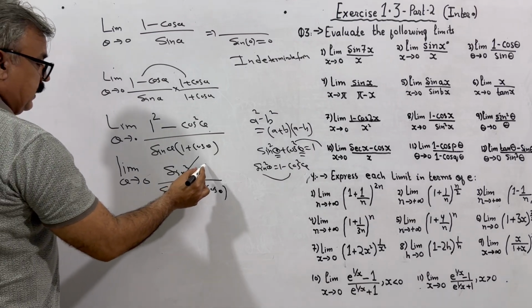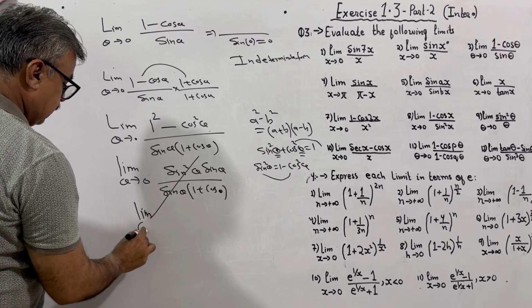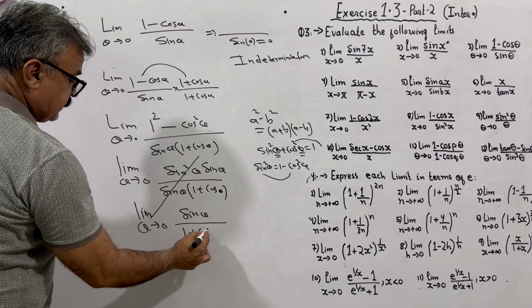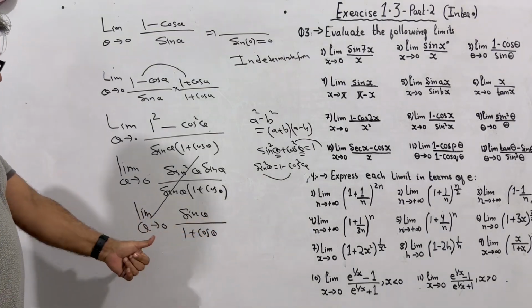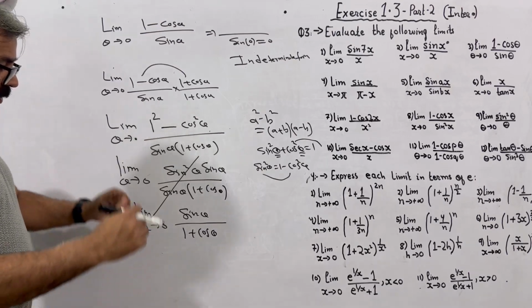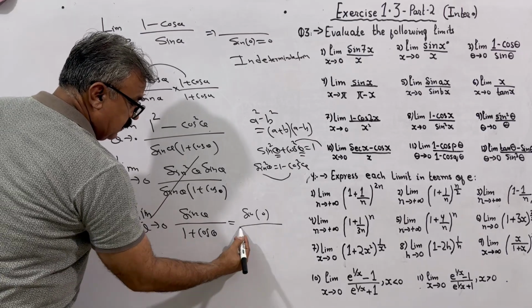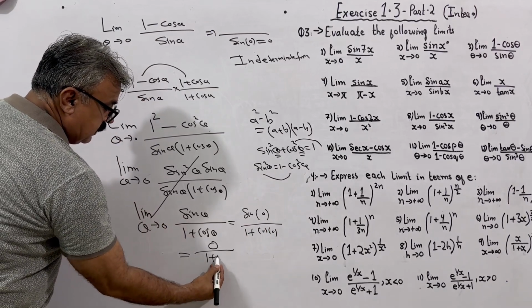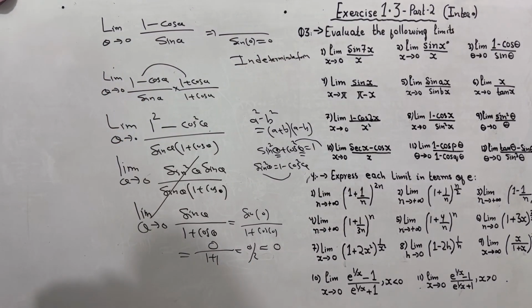Applying cancellation, we have a sin theta in the numerator: limit theta tends to 0 of sin theta over 1 plus cos theta. Something cancelled out. Let's check by putting the limit again in the denominator. 1 plus cos 0 is 1 plus 1, which is 2. So the denominator is not 0. We have sin 0 over 1 plus cos 0. Sin 0 is 0, cos 0 is 1, so 0 over 2. 0 is the answer in that case.